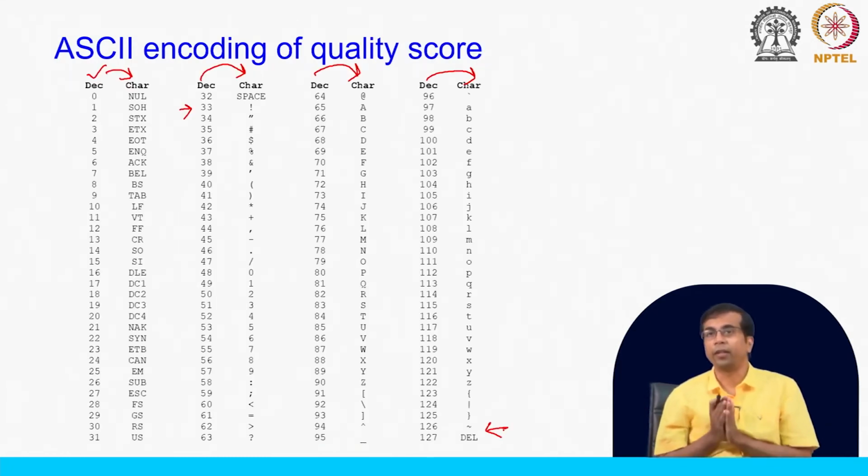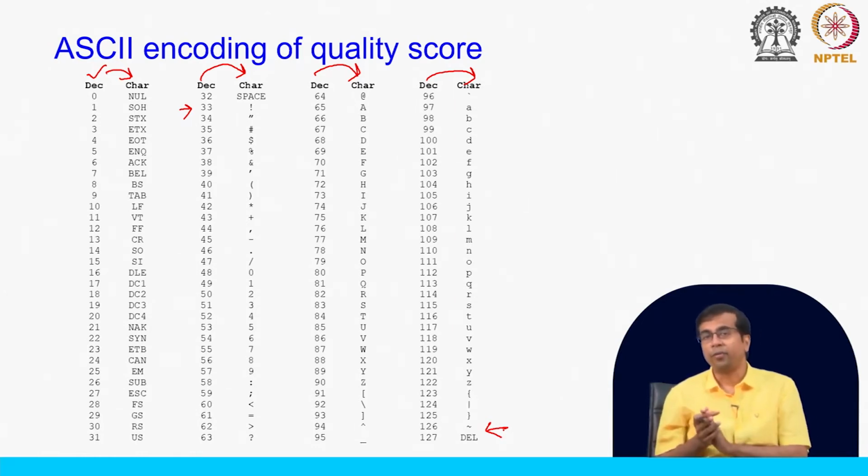If your quality score from the machine is 0, your Phred plus 33 value would be 0 plus 33, which is 33. So, the encoding would be the exclamation mark. Similarly, you can calculate for each quality score what the Phred plus 33 value would be, and then you can use the corresponding encoding.